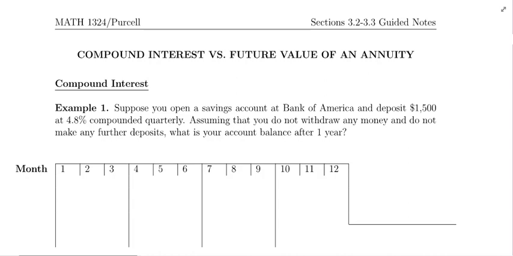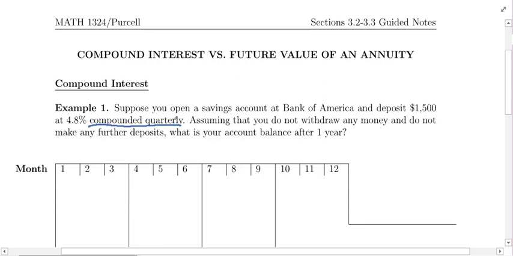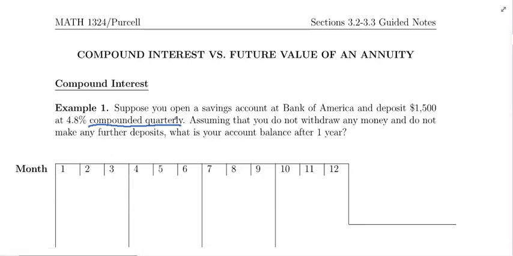The first thing I want to do is talk about why this is a compound interest problem. We are familiar with simple interest, which is what we've gone through so far. If you read through this problem, you do not see the phrase simple interest anywhere. What you do see is the word compounded, the phrase compounded quarterly. Since you see that word compounded, that eliminates this from being a simple interest problem.